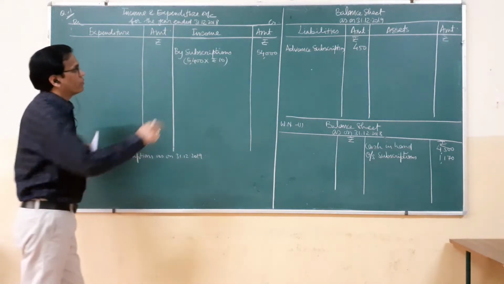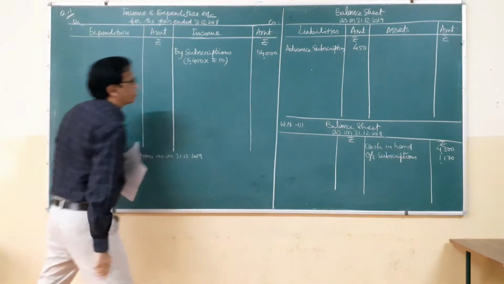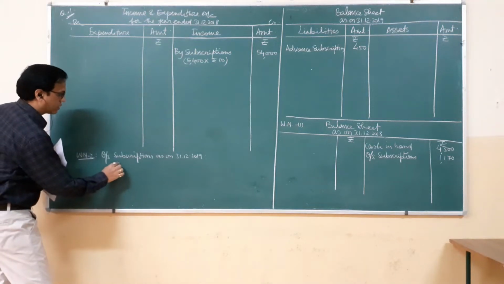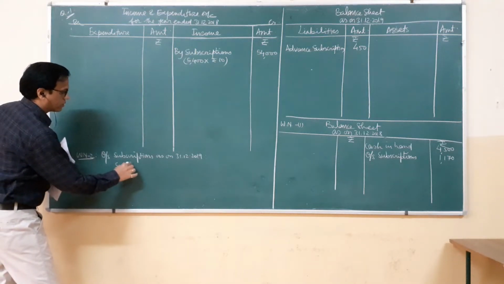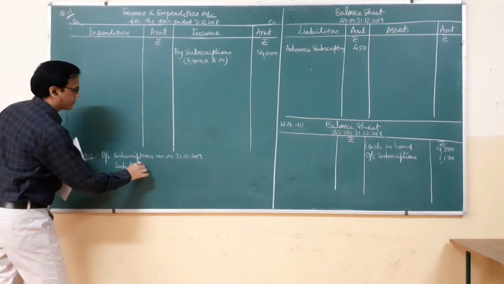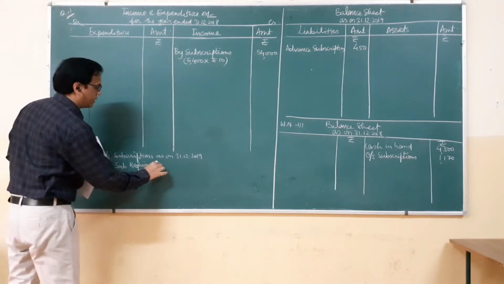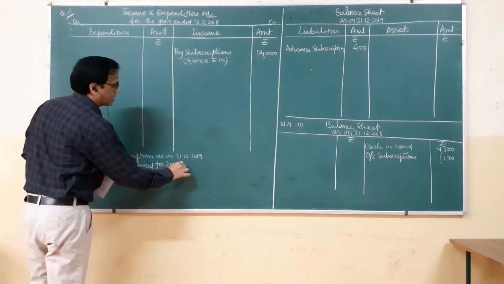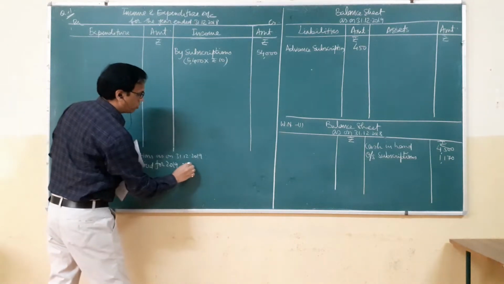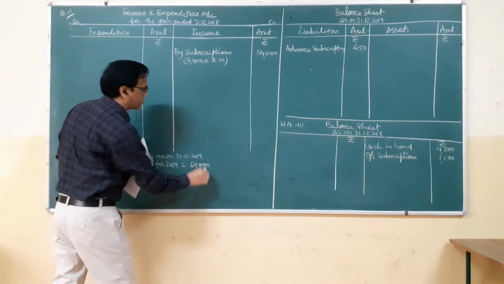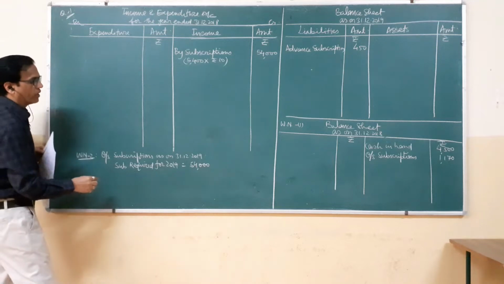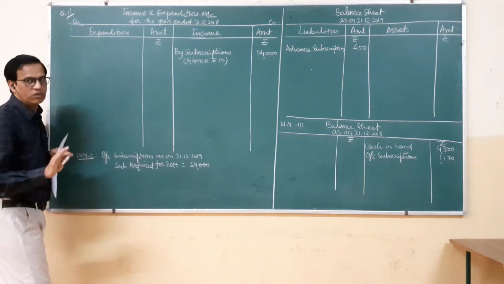What are the information? We know how much should be received for 2019. So, subscription required for 2019. That is 54,000. We know 5,400 members. Each member has to pay 50 rupees annually. So, 54,000 rupees should have been received.